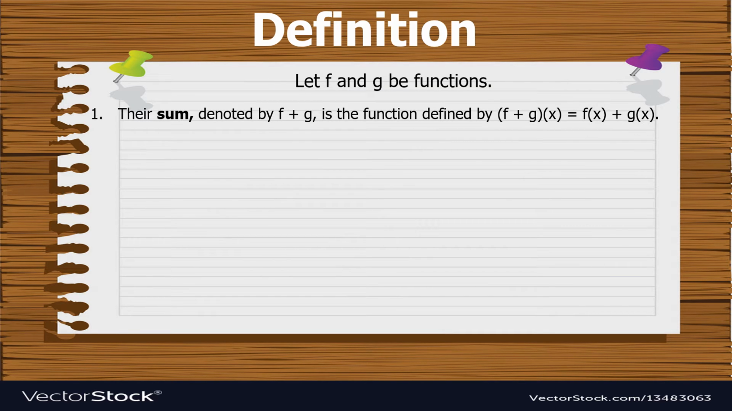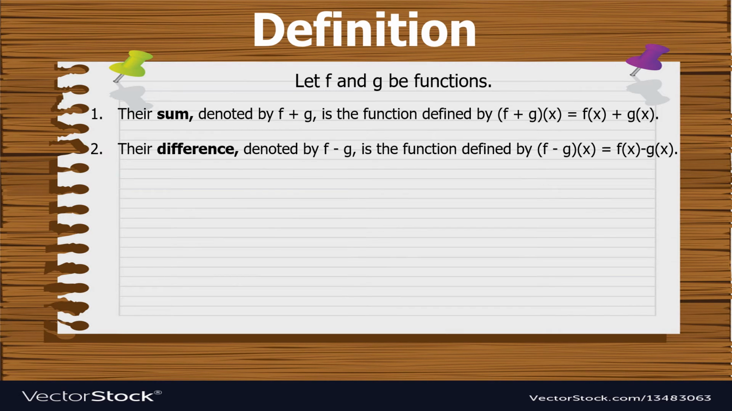Let f and g be functions. So we have two functions, the f of x and g of x. For the first, their sum, denoted by f plus g, is the function defined by f plus g of x equals f of x plus g of x. Their difference, denoted by f minus g, is the function defined by f minus g of x equals f of x minus g of x.